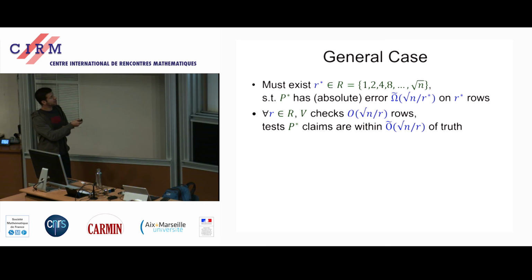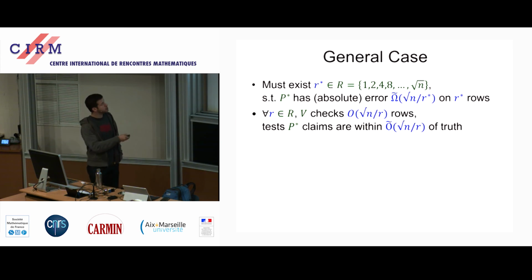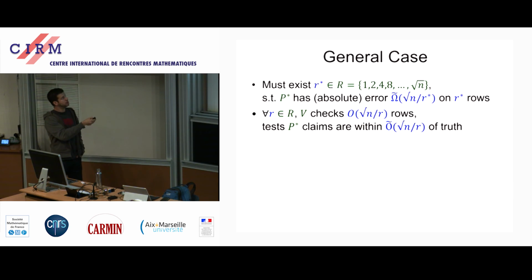So we look at all the powers of 2 between 1 and root n, and there must be some r star such that the prover is cheating by at least root n over r star on r star rows. We don't know which one it is. Here it's cheating on just one row, here it's cheating on all root n of the rows, and in general, it could be cheating on some fraction of the rows. So we're just going to try all the possible values for r star. There are only log n of them, or log n minus 1 of them.